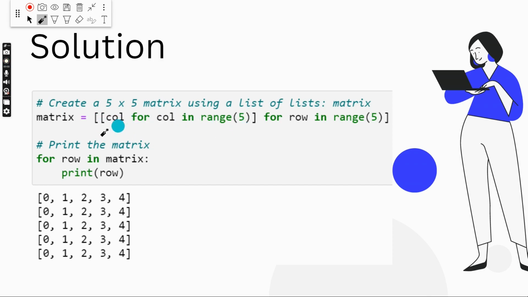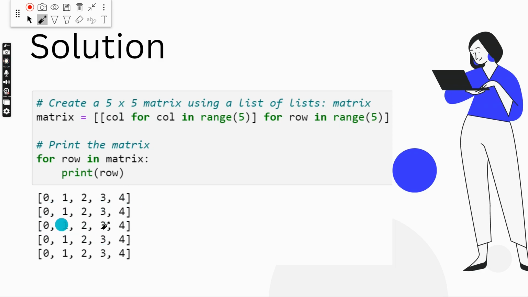Alright, so what do we want to print? What elements do we actually want? If we want all elements 0, we can put 0 here. All the elements in this matrix will be 0. We can get a 0 matrix as a result if we put 0 in place of col. But when we use col, all the elements will be 0, 1, 2, 3, 4, 0, 1, 2, 3, 4, 0, 1, 2, 3, 4.